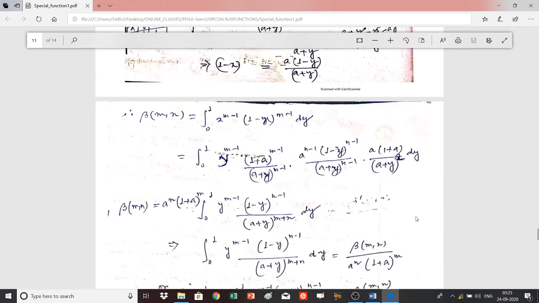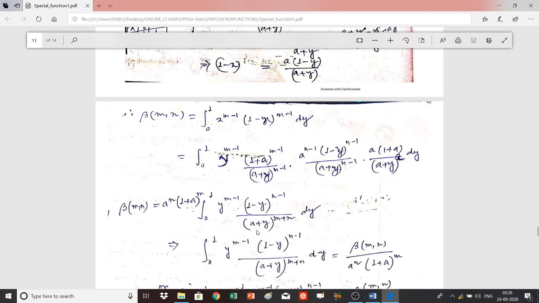And after simplification, beta(m,n) is equal to the following. From here you can write a^(n-1) is there and another a is there, so a^n is there. After that (1+a)^(m-1) and here 1+a, so that will give you (1+a)^m. The integral from 0 to 1, y^(m-1) is also here, and then (1-y)^(n-1) is here, and in the denominator (a+y)^(m-1), then (n-1), then the power 2 is there. So this minus 1 will cancel out with these 2.